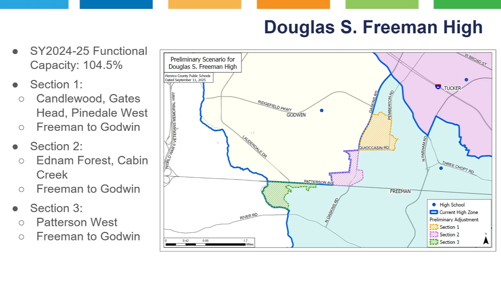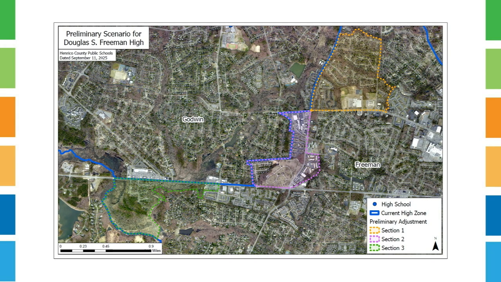Moving on to high schools, Chair Shea requested that staff prepare an option for capacity relief at Douglas S. Freeman High School. Section 1, seen in the orange stripe area at the center of the map, includes moving students in the Candlewood, Gateshead, and Pinedale West neighborhoods from Freeman to Godwin. Section 2, seen in the purple stripe area below Section 1, would move students from the Ednam Forest and Cabin Creek areas from Freeman to Godwin. Section 3 is similar to the area shown in the Carver scenario, with Patterson West moving from Freeman to Godwin, as seen in the green stripe area in the lower left of the map. This is an aerial image of the neighborhoods in each section.